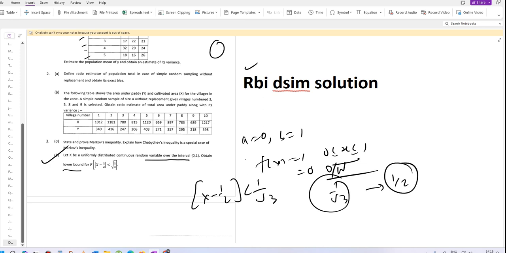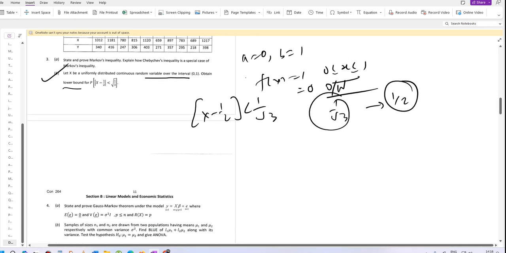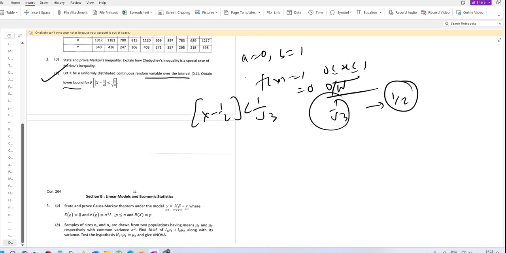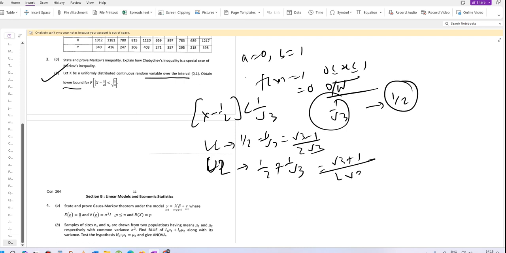So find out the lower and upper limit which satisfies the given condition. The lower limit LL is half minus 1 by root 3, so (root 3 minus 1) by 2 root 3, and the upper limit UL is 1 by 2 plus 1 by root 3, so (root 3 plus 1) by 2 root 3, that's it.